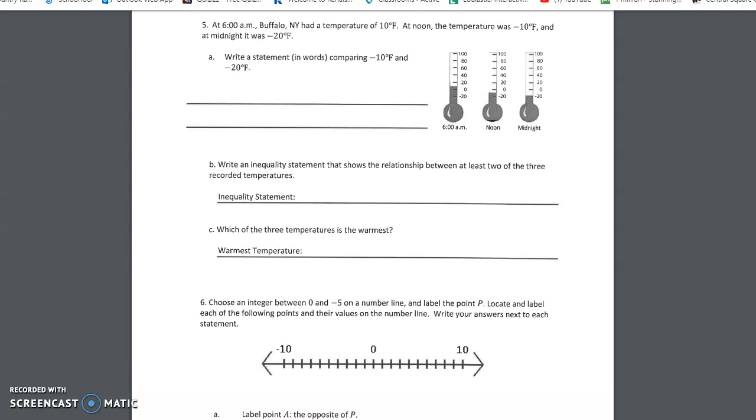Question 5. At 6 a.m., Buffalo, New York had a temperature of 10 degrees Fahrenheit. At noon, the temperature was negative 10 degrees Fahrenheit, and at midnight it was negative 20 degrees Fahrenheit.